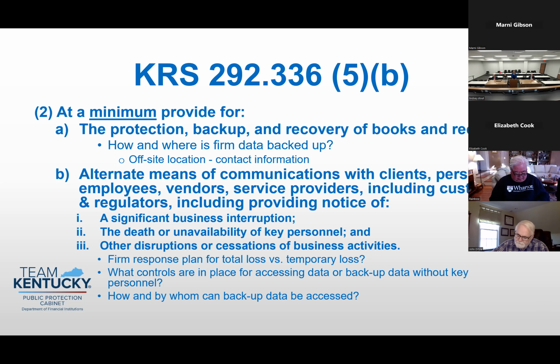So you also have to ensure that you outline alternate means of communications with clients, your personnel, service providers, custodians, and the regulators, us, or the SEC if you're an SEC covered advisor. So you will need to notify all of us, clients, your employees, us, of any significant business disruption. If your primary compliance officer or person overseeing your business becomes deceased or disabled, or any potential disruption to your services, you need to have a way to notify both clients, us, and all the related parties.